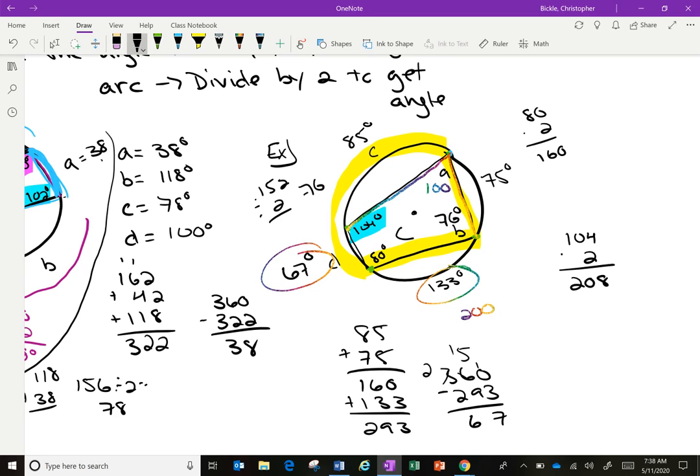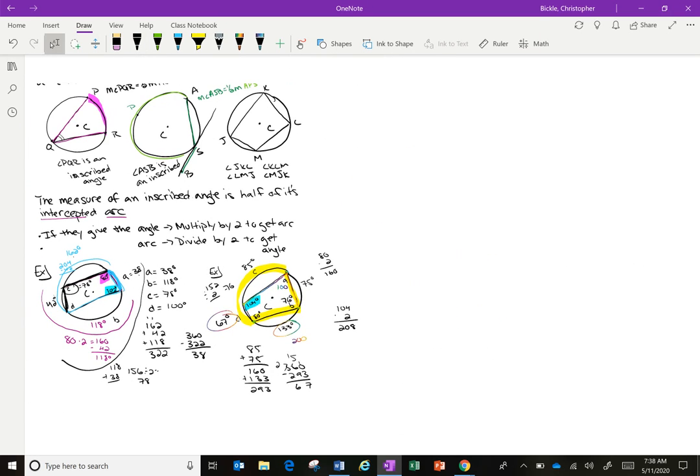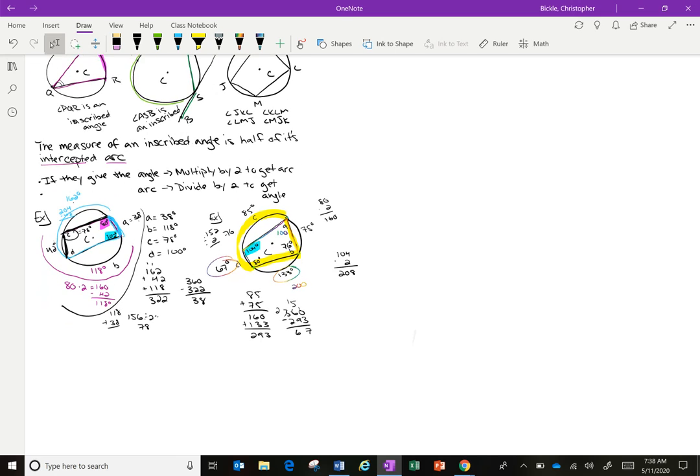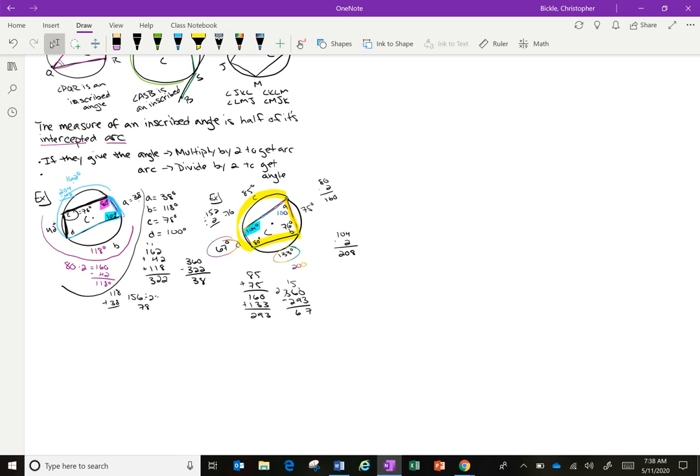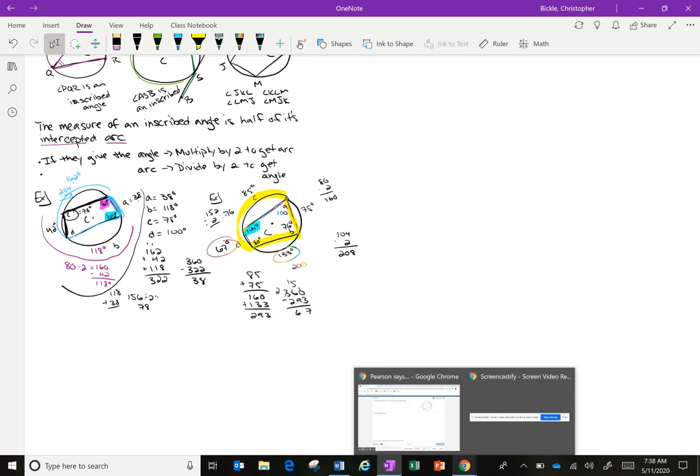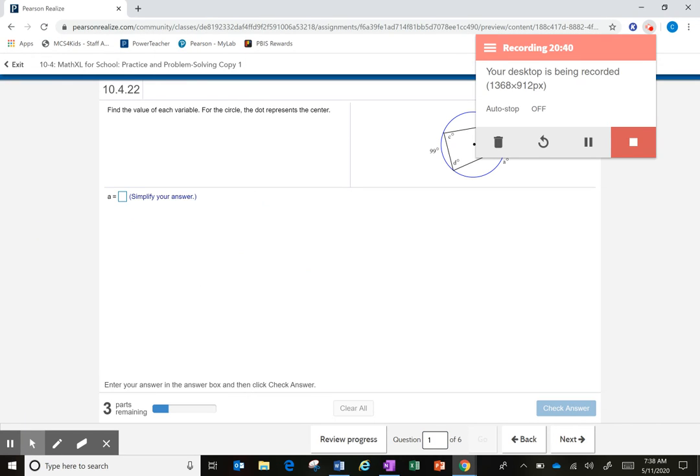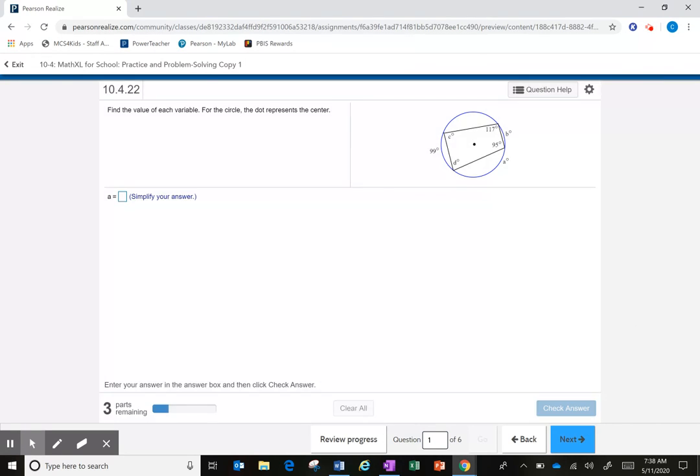And you guys can always go back and check. Those should add up to 360. 104, 204, 274, 280, 360. So given inscribed angles, if they give you the angle on the inside, you multiply by 2 to get to the outside. If they give you the arc on the outside, you divide by 2 to get to the inside. You guys are going to have 2 homework problems exactly like that, okay?